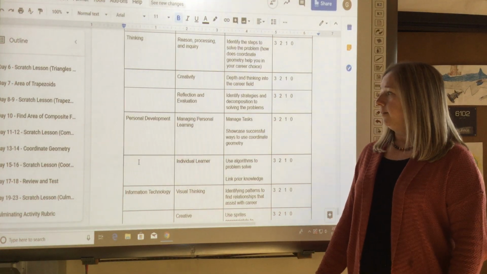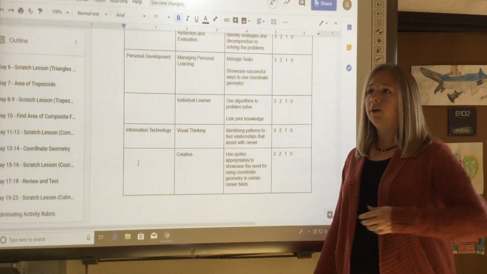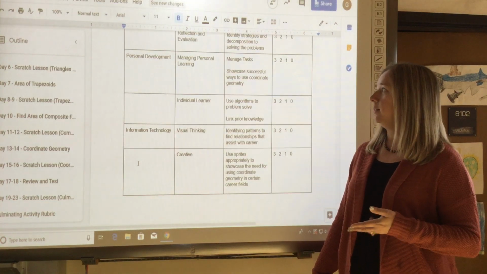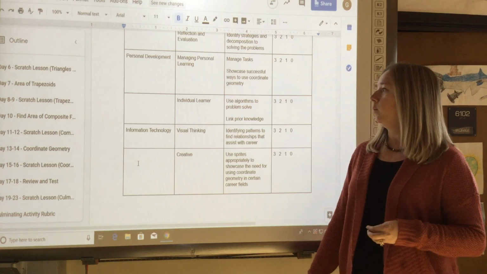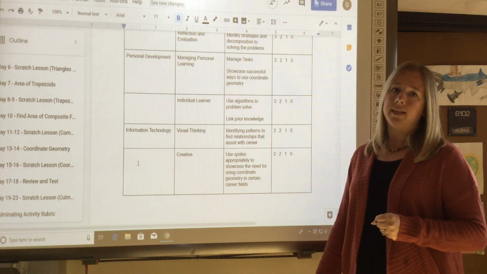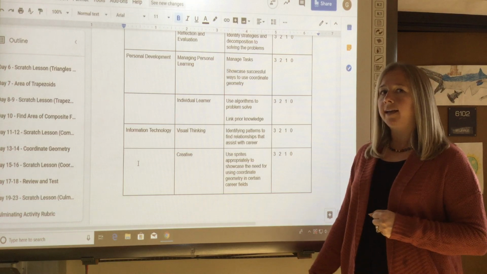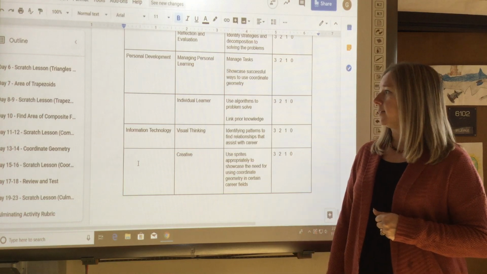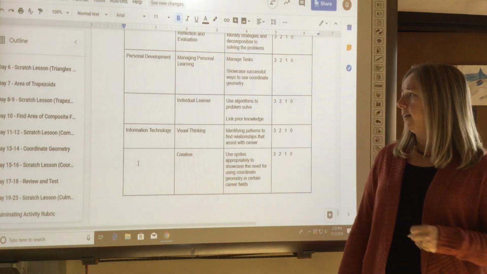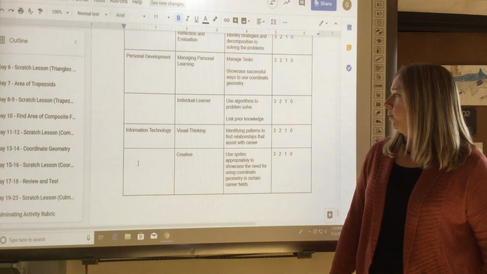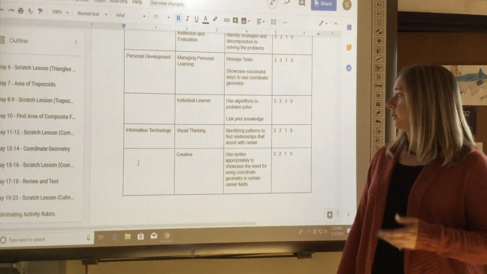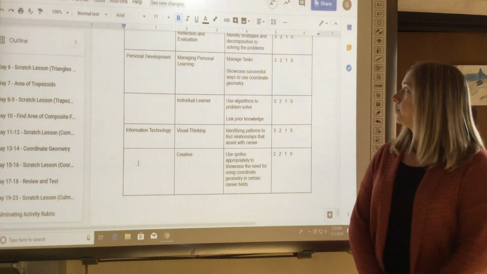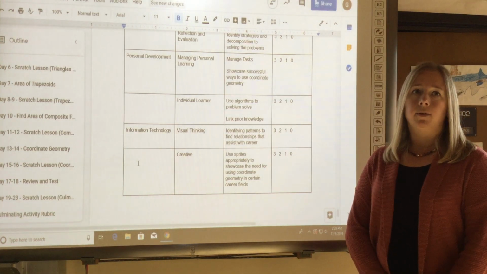Personal development, meaning that not only are they showing growth on their part, but they were taking control and staying on track, using their time wisely, asking for help when they needed it, and forging ahead to complete the task. And we included then information technology, where they were creative and showing that they can think visually using Scratch. And that wraps up our lesson.